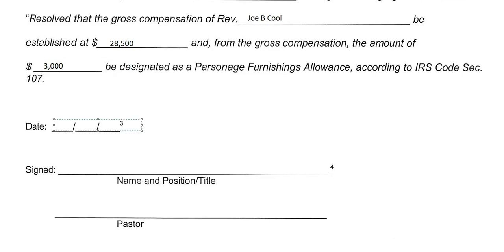Enter the date. Now, the resolution must be approved prior to the start of the calendar year or at the latest before the first paycheck is issued to the pastor in the new calendar year. Now, either the chair or the secretary of the official board or ministry council can sign the resolution along with the pastor.